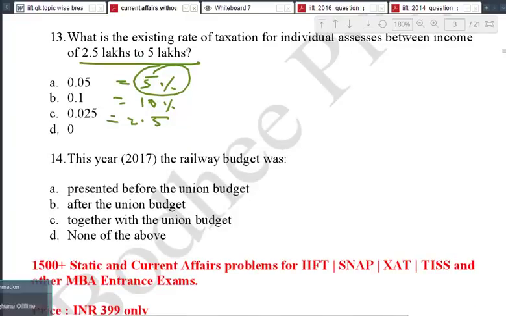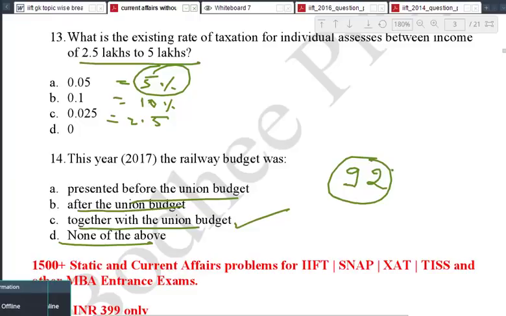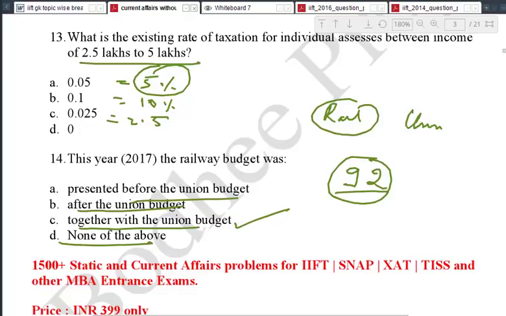This year, was the 2017 railway budget presented before the Union Budget, after the Union Budget, together with the Union Budget, or none of the above? This kind of question we discussed a short while back, right? It was presented together with the Union Budget. And this tradition has been changed after 92 years. That means for the past 92 years, the tradition goes back before independence, the railway budget and the Union Budget have always been presented separately in the Lok Sabha. This is the first time that they have been merged, so a 92-year tradition has come to an end.